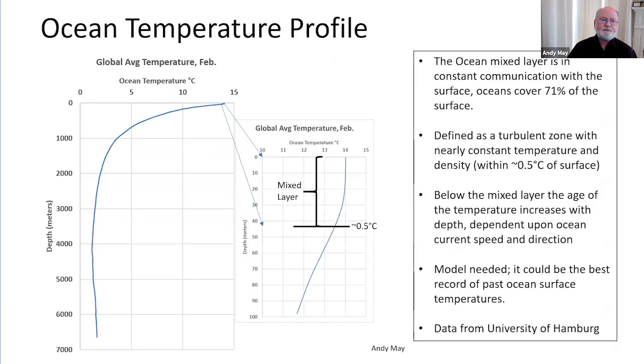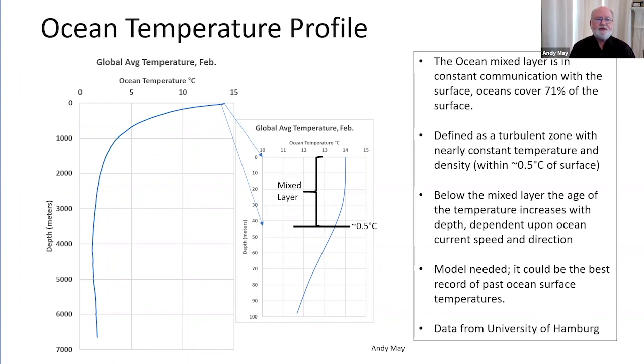Okay, here's an ocean temperature profile. The data is from the University of Hamburg. Like I mentioned earlier, they have a quarter-degree latitude by quarter-degree longitude high-resolution grid that they've built with multi-year data. There's 12 data sets, one for each month. I'm showing the one for February.